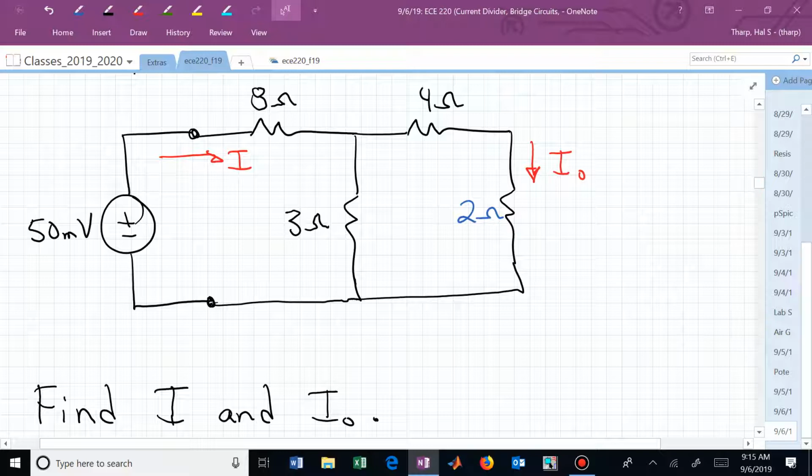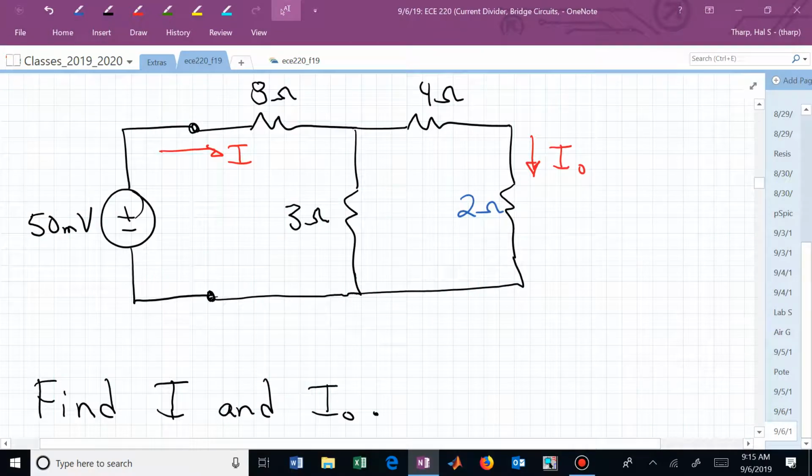Would you immediately write down an answer for I sub 0? Probably not. You would probably want to collapse all of those resistors into an equivalent resistor and find I, and then back out I sub 0 from what we just learned, which is the current divider. We know that I is going to be split between those two branches, and how it is split will depend on the current divider.